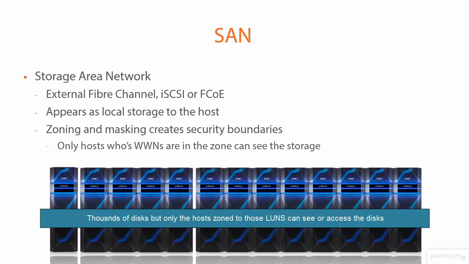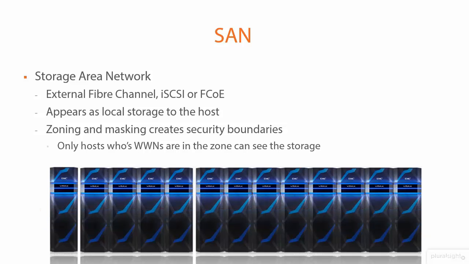That host, because it's zoned only for that specific bunch of storage, can only see that LUN. They can't see any of the other storage within that array. So it keeps it very secure. There's no way for them to slip in through the side door, so to speak, and access other data on those arrays. They can only see what they're zoned for and what the masking view allows them to see.